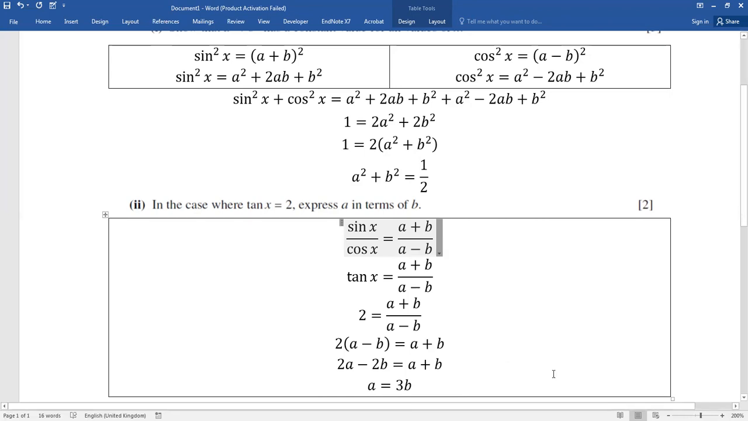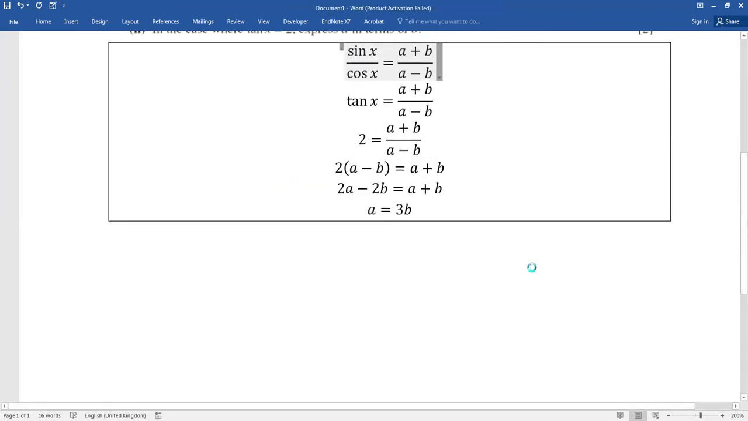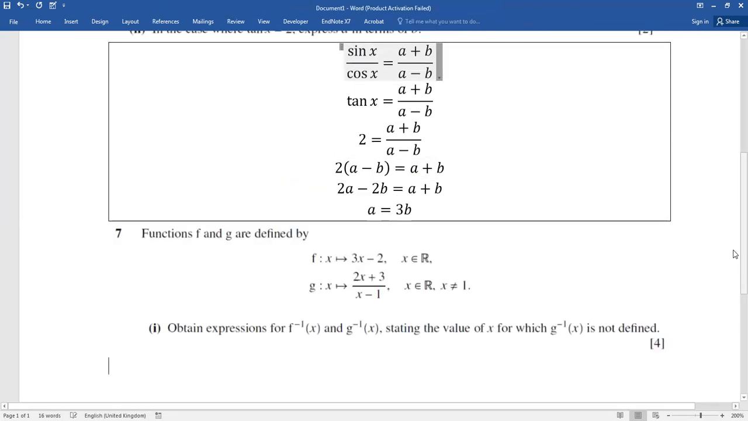Whenever you come across such a problem, take all the a terms on one side and the non-a terms on the other side. That's the easy and the simplest way. Now, this one.